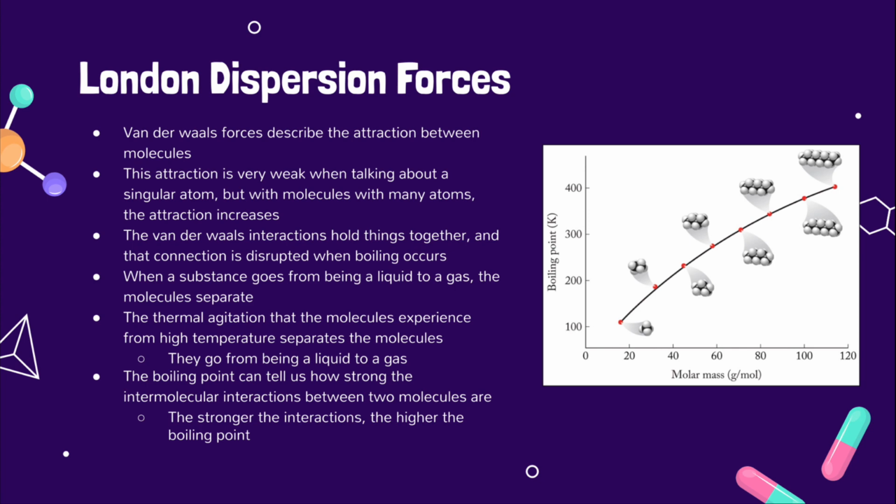The thermal agitation that the molecules experience from high temperature separates the molecules. They go from being a liquid to a gas. The boiling point can tell us how strong the intermolecular interactions between molecules are. The stronger the interactions, the higher the boiling point.